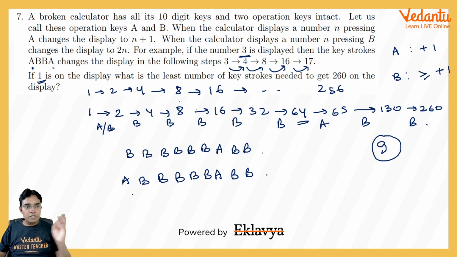Okay, let me just check once again whether I am not making a mistake. So 1 goes to 2 in first step, then 4, then 8, then 16, then 32, then 64, then 65, then 130, then 260. So total is 9. Yeah, absolutely 9 is the answer.